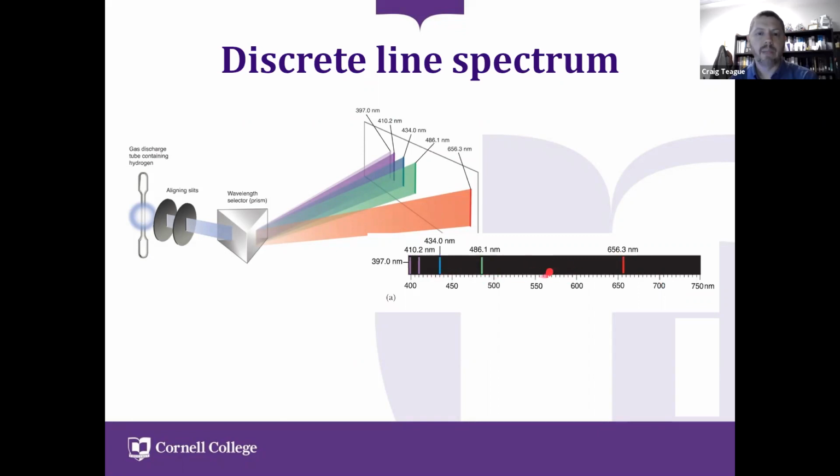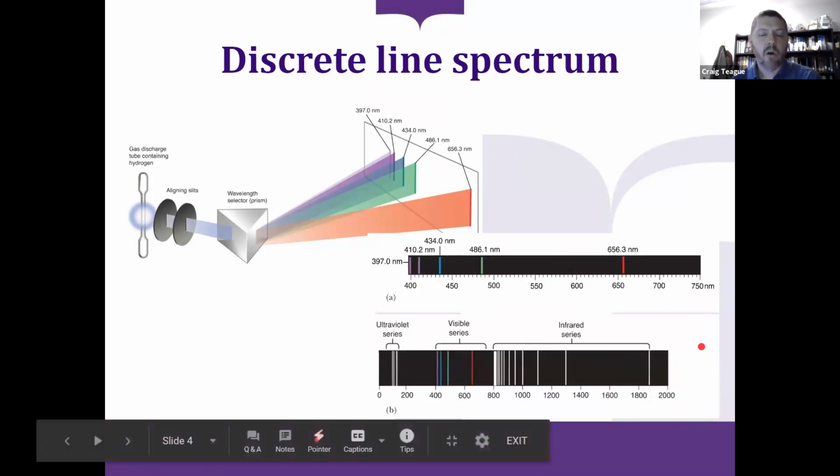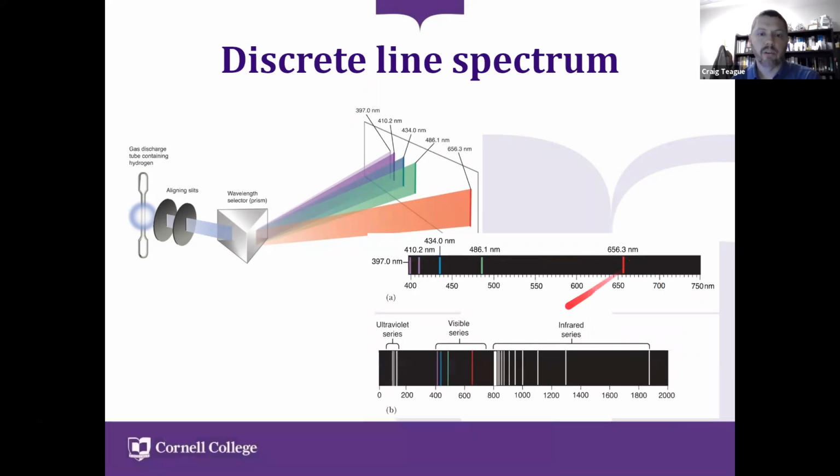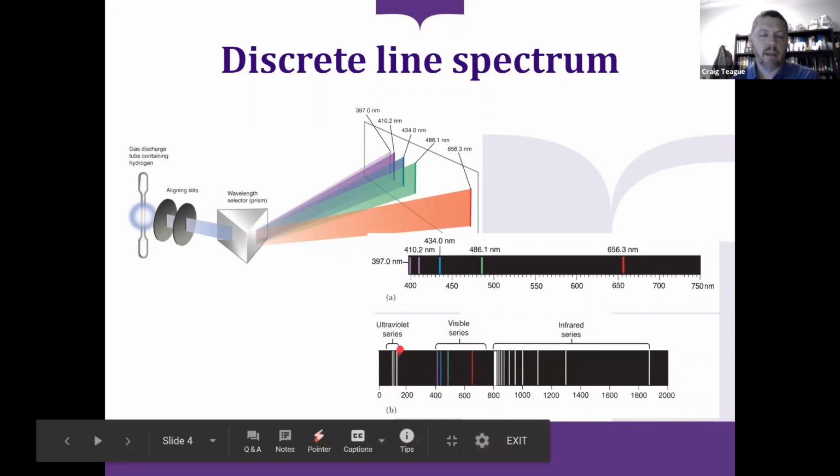There's no light emitted in these big dark regions. Furthermore, our eye cannot sense all regions of light. And so this is what's called the visible series, but there's also another series of lines in the ultraviolet and yet another series of lines in the infrared.